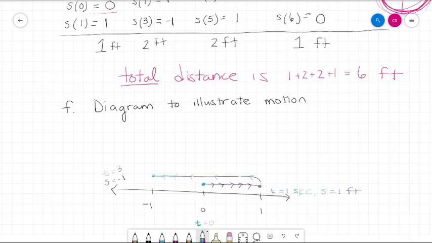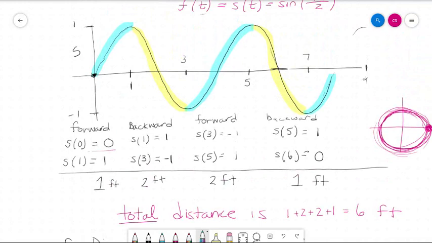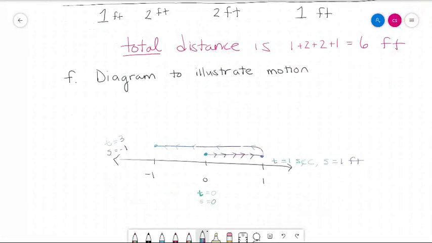All right, and then what happens? We switch direction, right? We start going forward, and we move forward all the way to 1, and we get to 1 by t equals 5 seconds. So at t equals 5, s is back at 1. Then we ended at 6 seconds, and 6 seconds brought us back to 0. So at time equals 6 seconds, the position function was back at 0.